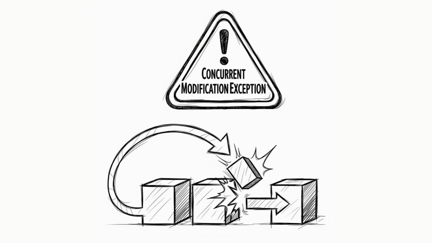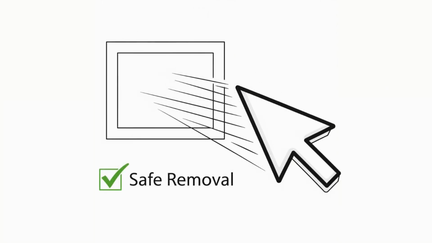Now here comes the cool part. Normally, if you try to remove elements directly while looping with a for each loop, Java gets angry and throws something called ConcurrentModificationException. But with an iterator's remove method, it's safe, no exception, no drama.